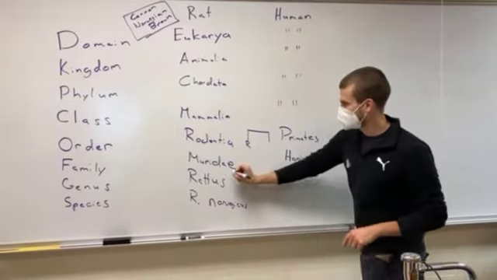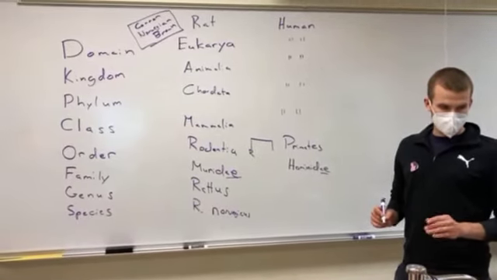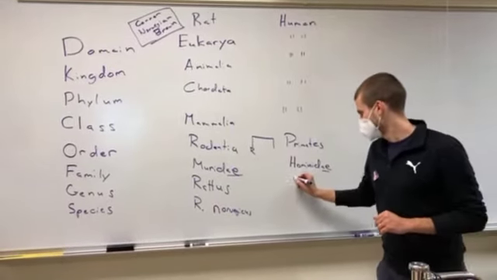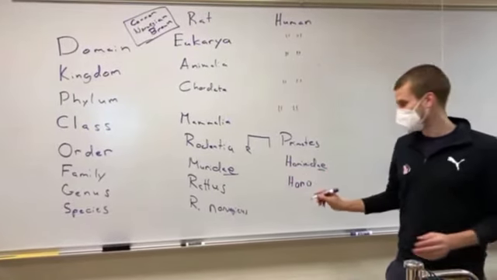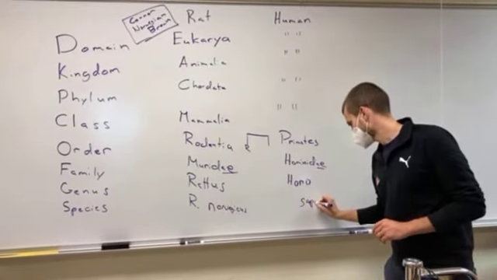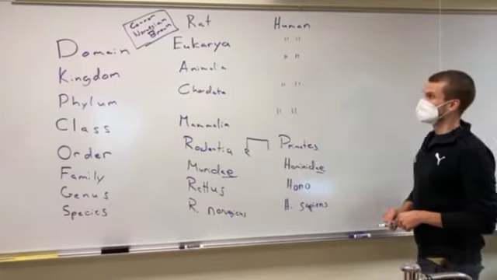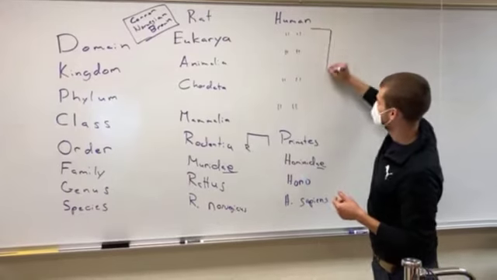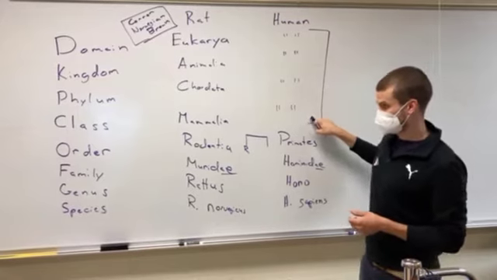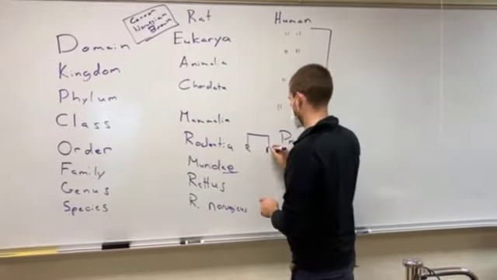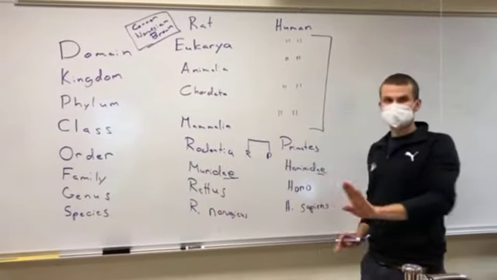You'll notice that the ending here is consistent, -idae, for animals. For our genus, we are within the genus Homo, and we are sapiens, the sapient, Homo sapiens. So again, we're very similar to rats because we fall in the same domain, kingdom, phylum, and class. Our orders are close to one another, primates and Rodentia, but then the rest of it separates us.